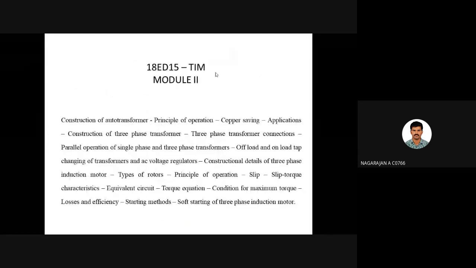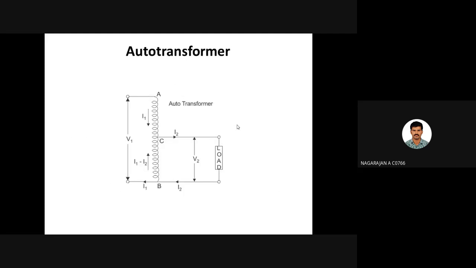Out of these topics, we have covered everything. Construction of auto transformer, I told you. Principle of operation, I explained to you. Copper saving, we derived an equation. Application of auto transformer. I'll go through it again, just follow my instructions. Auto transformer is a variable AC voltage transformer, so we can take the output whatever we require by adjusting the center tapping. By adjusting this point C, we can get different voltage ratios on the load side.